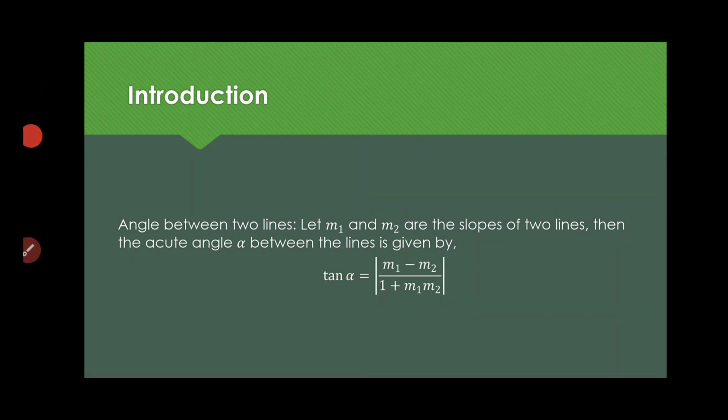If the angle is alpha, so instead of theta, if I consider it as alpha, then tan alpha is modulus of m1 minus m2 divided by 1 plus m1 m2. So that is the angle between two lines.